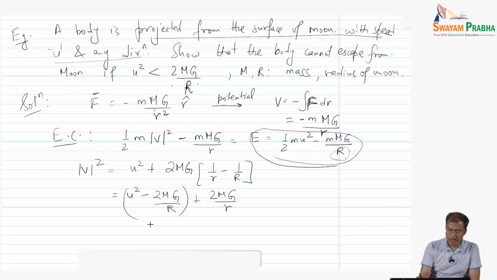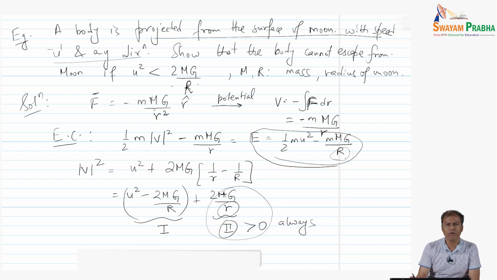Notice that, let us rename the first term as 1 and the second term as 2. We see that the second quantity is always greater than 0 and the first quantity may be less than 0. Why is the second always positive? Because mass is a positive quantity, capital G is a universal positive constant, and r is a distance, and distances are always positive.